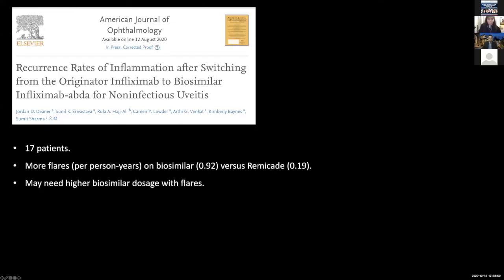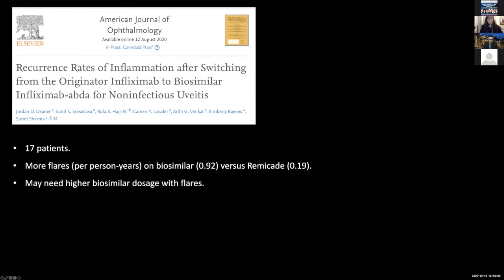And this is also an interesting paper that is going to be more and more relevant as we are entering the era of increasing use of biosimilars. And some of this usage of biosimilars is being mandated by insurance companies. We're seeing it in other diseases, but it's also increasingly seen in uveitis. So there is a biosimilar available for infliximab. And this was a study out of Cleveland Clinic where they looked at 17 patients who received this biosimilar. And they found that overall, there were more flare-ups defined in terms of per person years on the biosimilar versus the original drug, that is Remicade.